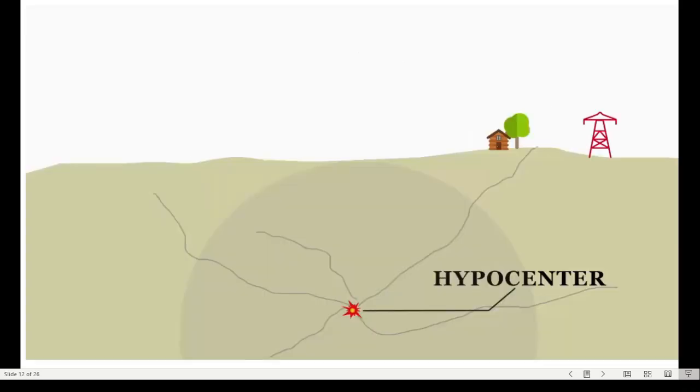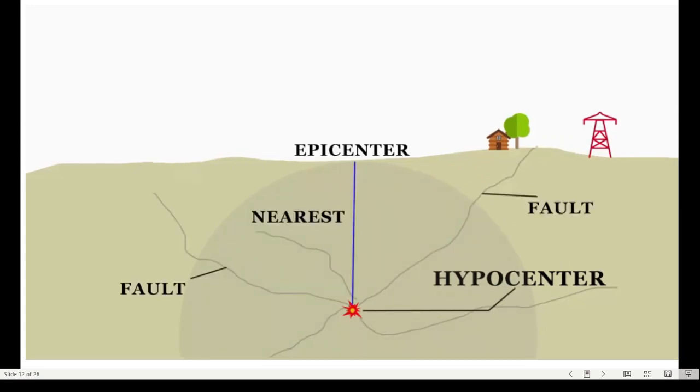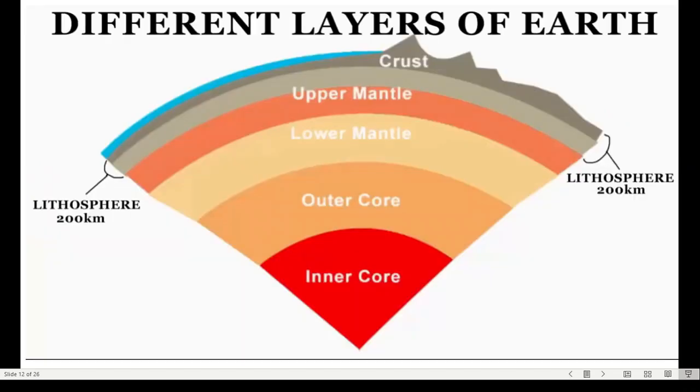The point where the energy is released is called the focus of an earthquake, or there is also a term given to it called the hypocenter. The energy waves traveling in different directions reach the surface. The point on the surface nearest to the focus is called epicenter. This place is the first one to experience the waves. All natural earthquakes take place in the lithosphere. The lithosphere refers to the portion of depth up to 200 km from the surface of the earth.